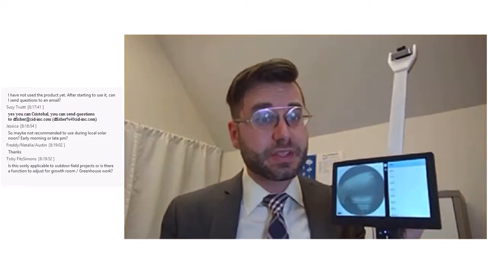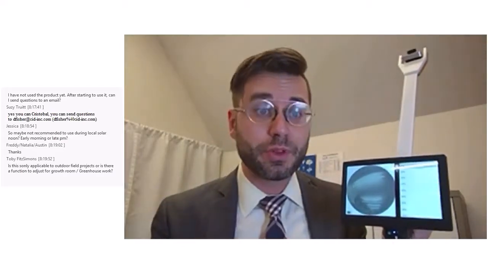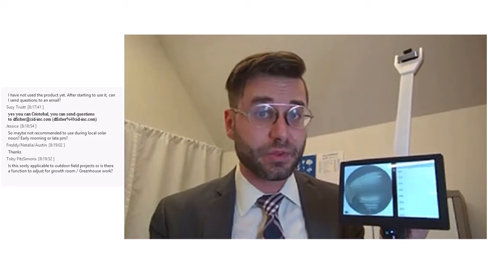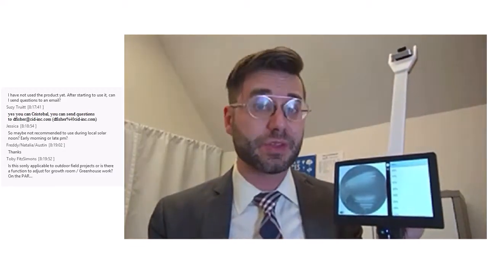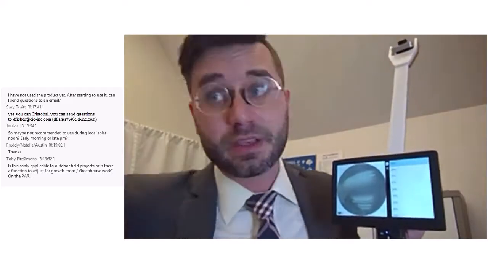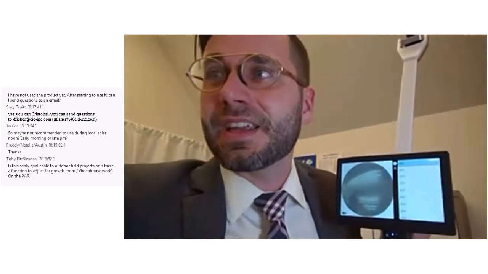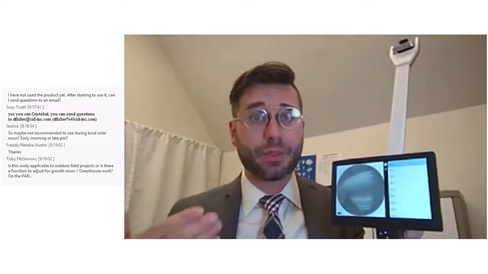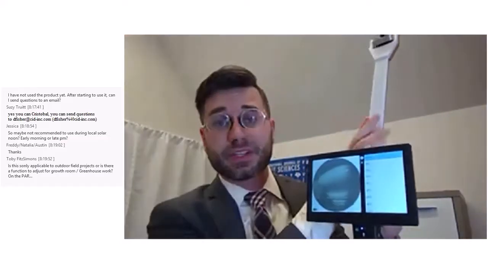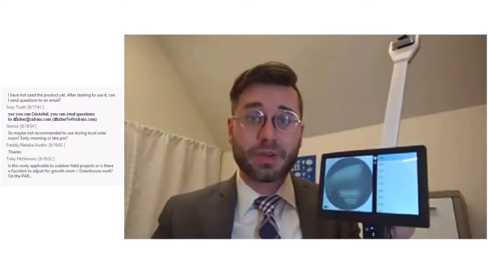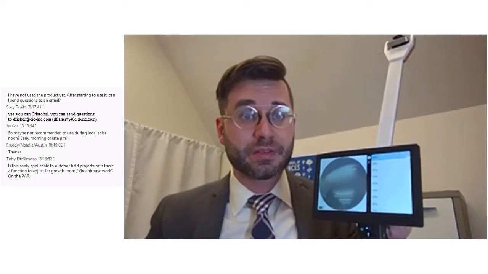The next question is, is it only applicable to outdoor field projects, or is there a function to adjust for growth room and greenhouse work? And I would say absolutely. I personally have not used it in a greenhouse setting, but we have used it indoors, testing on things like our lovely bromeliad here, and getting data from that. And again, it's just about thresholding. We know that the lights here are at a certain level. The PAR values are giving us that level, so we just bring the thresholds down so that it's just picking up the leaves and putting the background as background.